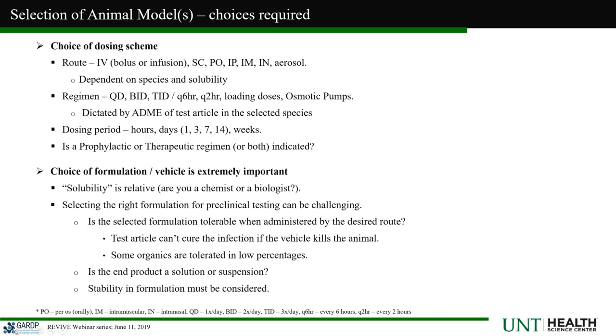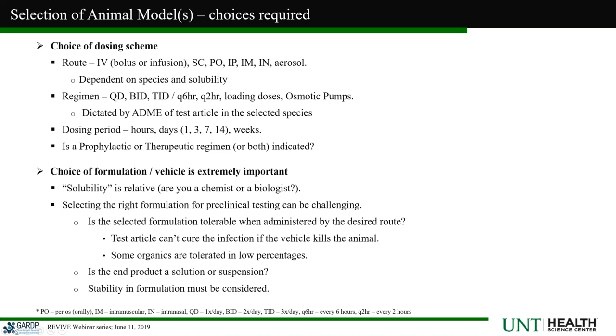The choice of dosing scheme, again, are you going IV? Are you going sub-Q, oral, intraperitoneal, intramuscular, intranasal? Are you doing an aerosol? Depends on the species, whether you can dose that IV because of your formulation. Depends on the solubility. What regimen are you going to use? Is this a single dose study? Is it BID or TID, twice a day, three times a day? Are those equally spaced? Or are you dosing something Q6 hour, every 6 hours, every 2 hours? Are you going to do a loading dose? Are you going to do an infusion pump? Are you going to use these osmotic pumps that are implantable? Need to figure out what that dosing scheme is and how do you figure that out?